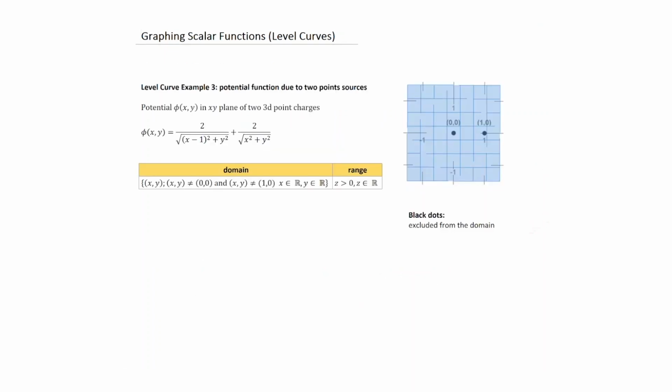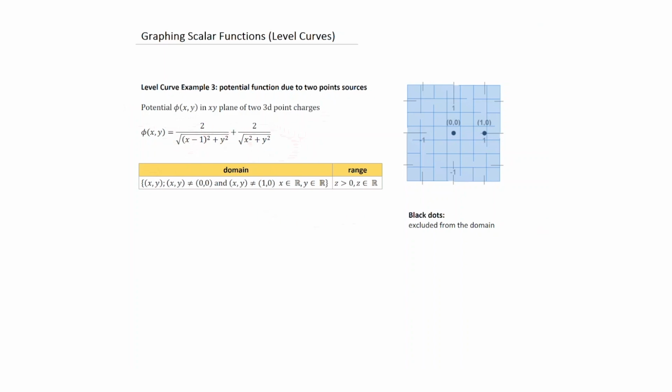All right, so let's do an example here. Another example, potential function due to 2-point sources. This is the potential function in the xy plane for two 3D point charges. So I'm only considering it in the xy plane. This is just a given. So I've told you that the function is this plus this.